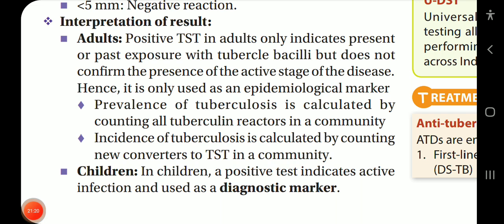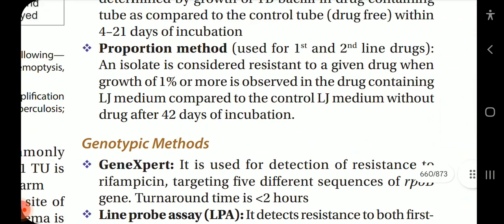Interpretation of the result. Adults: a positive TST in adults only indicates present or past exposure with tubercle bacilli but does not confirm the presence of active stage of the disease. Hence, it is only used as an epidemiological marker. Prevalence of tuberculosis is calculated by counting all tuberculin reactors in a community. Incidence of tuberculosis is calculated by counting new converters to TST in a community. In children, a positive test indicates active infection and is used as a diagnostic marker.